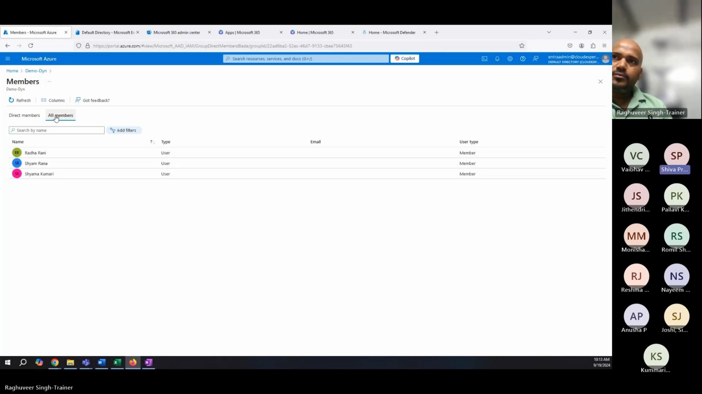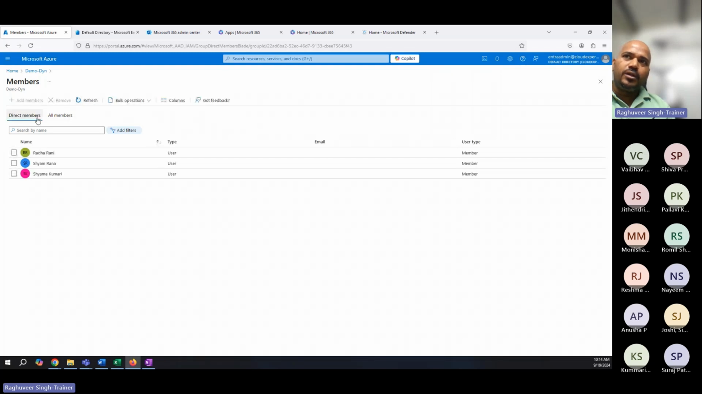Raghu, can you explain these direct members, all members again? I'm getting confused on this. Okay, don't get confused. Soon this will get removed. Microsoft is actually confusing you, but I'll tell you the reason. See, in a dynamic group, there was an option to add members earlier. When you add members to a dynamic group, there are two types of members. Members who are assigned as per the group rules, the logic of the group. These are the members who are assigned as per the logic. And then the members who are manually added to the group. They come under all members. That's the logic.